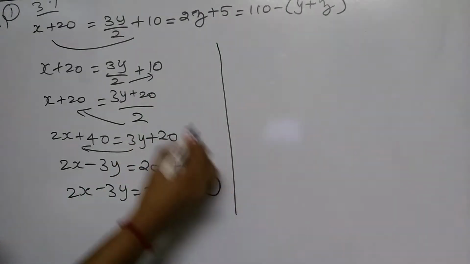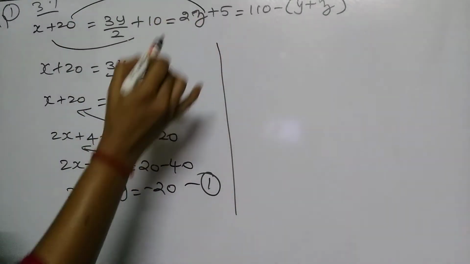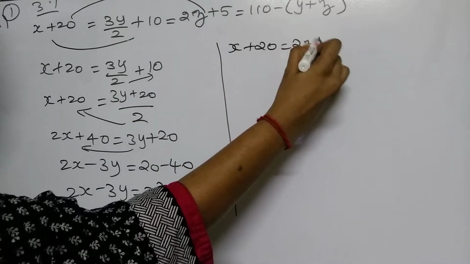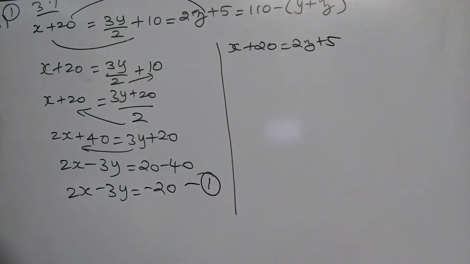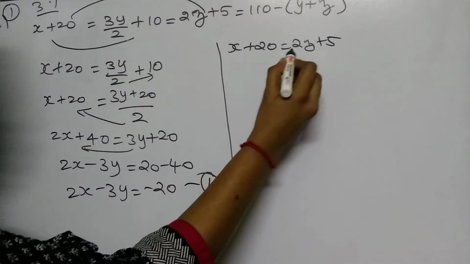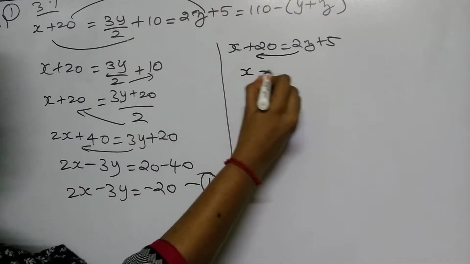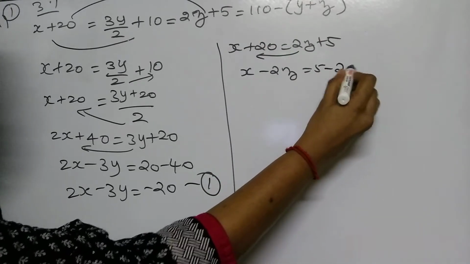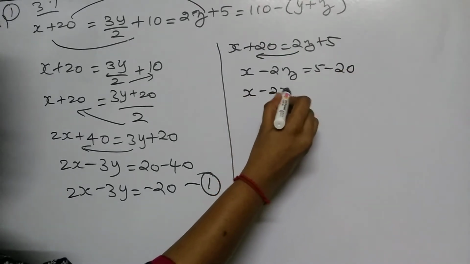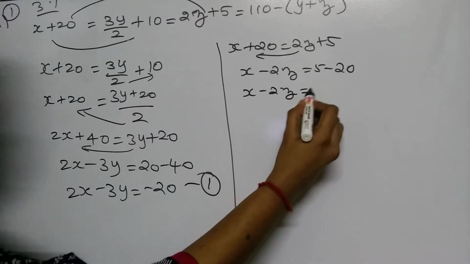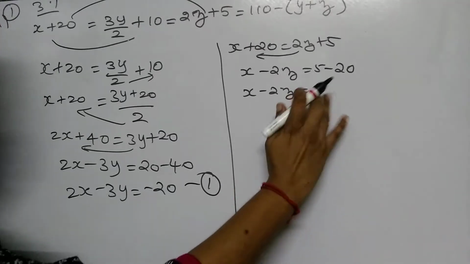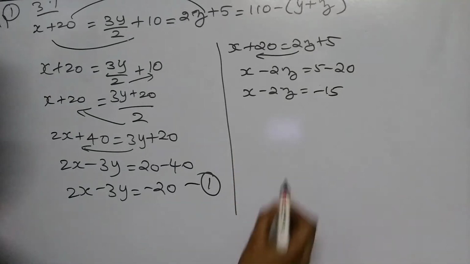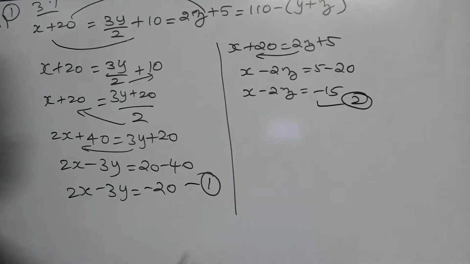Likewise, you find it for the next, x and z. x plus 20 is equal to 2z plus 5. Now bring that z inside: x minus 2z is equal to 5. 20 to the other side becomes minus 20. So x minus 2z, I am writing z as small z, is equal to 5 minus 20, that is minus 15. So x minus 2z is equal to minus 15. Mark it as second equation.